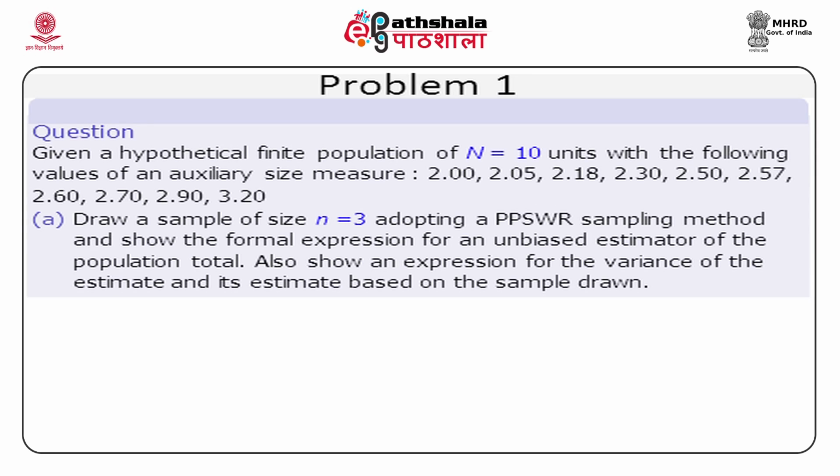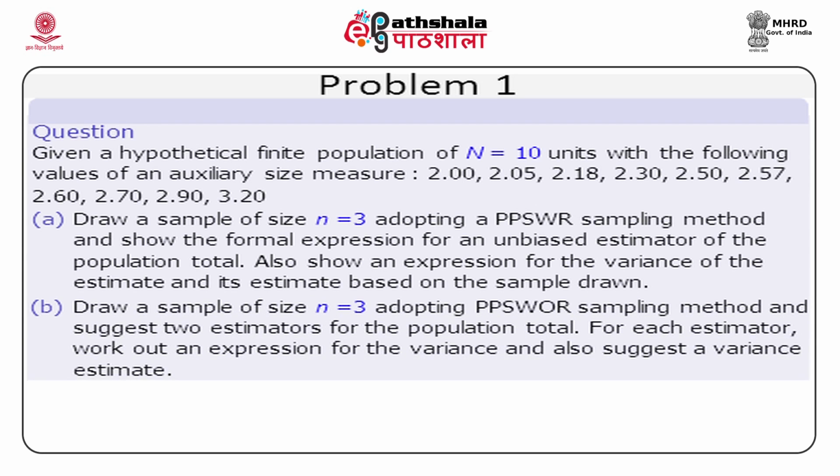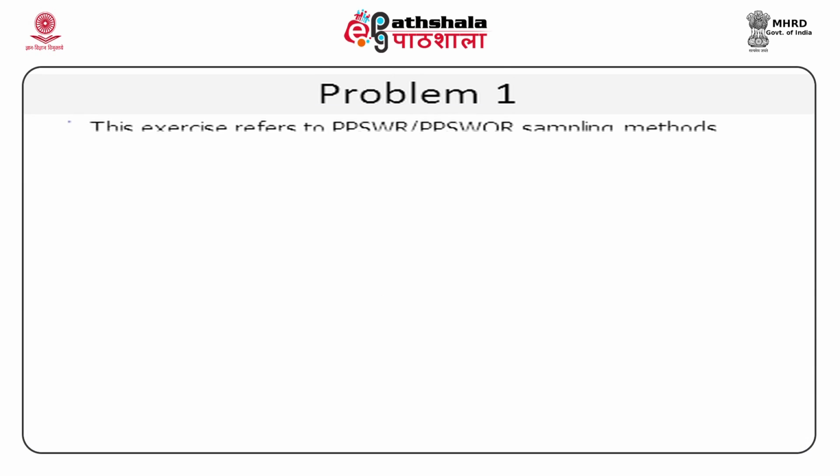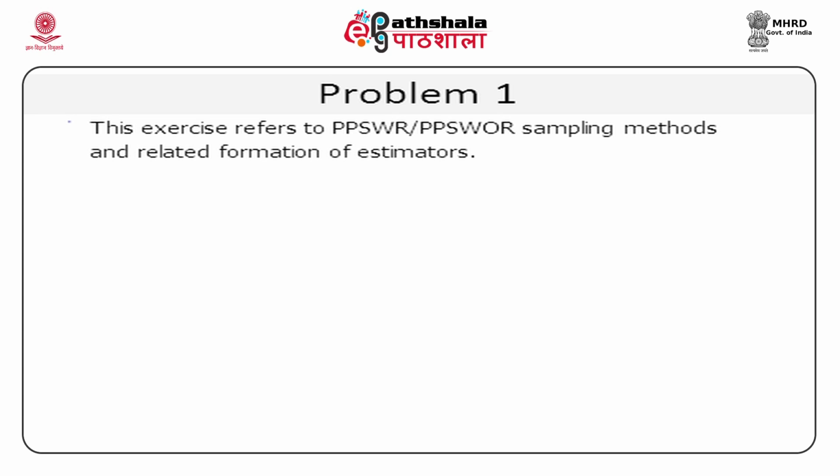This is mostly your training on whatever things have been taken up before in the text. Draw a sample of size 3 adopting without replacement sampling, and similarly this time you are told to suggest 2 estimators of the population total. For each estimator, work out an expression for the variance and also suggest a variance estimator. Part C, draw a pi-PS sample of size 3, work out an estimate, its variance and also the variance estimate based on the chosen sample. So, this exercise really refers to PPS with and without replacement sampling methods and related formation of estimators.